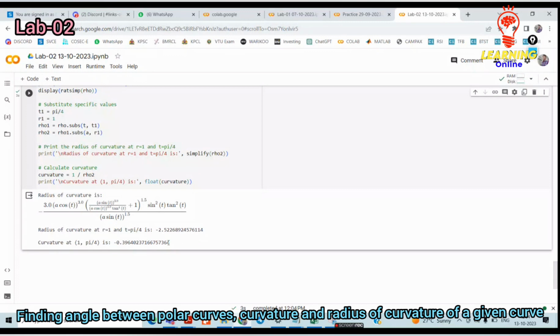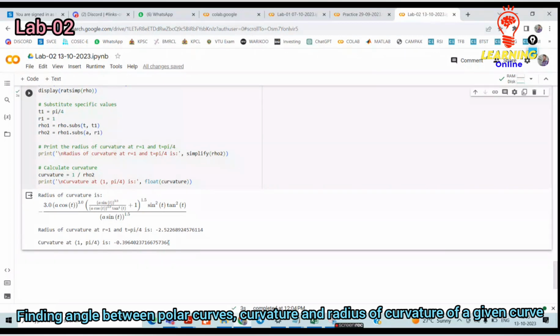3 a cos t raised to 3, a sin t raised to 3, divided by a cos t raised to 3, then tan raised to 4 of t plus 1 raised to 1.5, sin square of t tan square of t divided by a sin t raised to 1.5. The radius of the curvature at r equal to 1, t equal to pi by 4 has the value minus 2.5. Then the curvature at that particular point, r equal to 1, t equal to pi by 4, is minus 0.3964. This is how you need to define the output required for your execution.